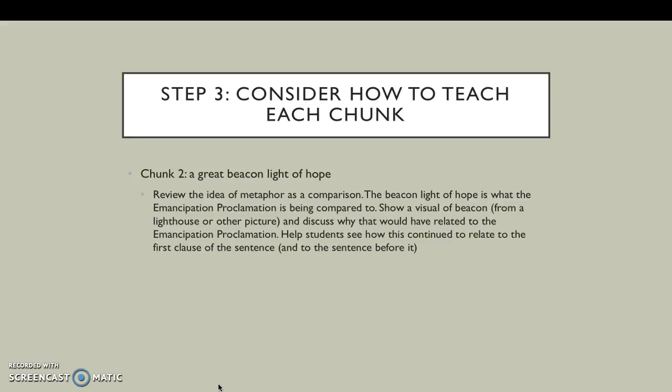The teacher suggests showing a visual of a beacon, maybe from a lighthouse or other picture, and discuss why that might be related to the Emancipation Proclamation, why people might see that as a beacon of light, light then being again compared to hope. Then help students see how this continued to relate to the first clause of the sentence, as well as the sentence before that, again going back to the Emancipation Proclamation.